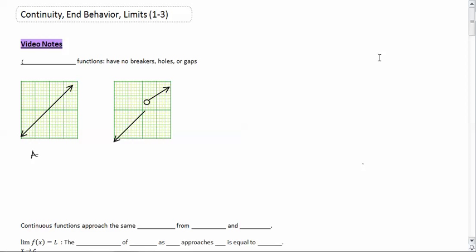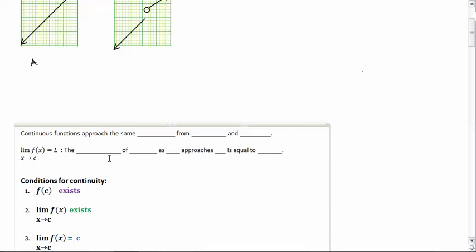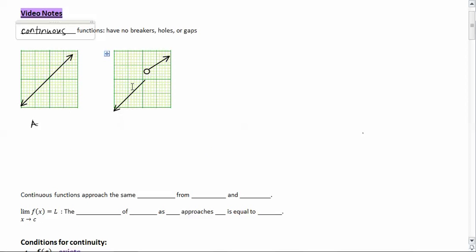We can have continuous functions, which is what we have in A. Continuous functions, and these have no breaks, holes, or gaps. This should just say breaks. We can look at this second one. We clearly get to a point. We could call this point C.